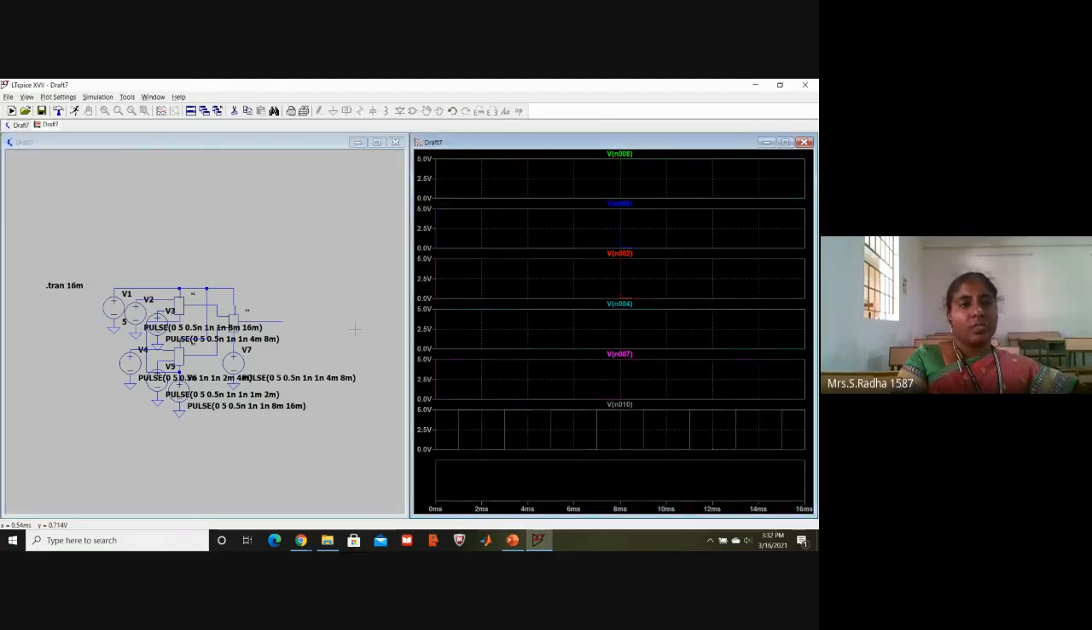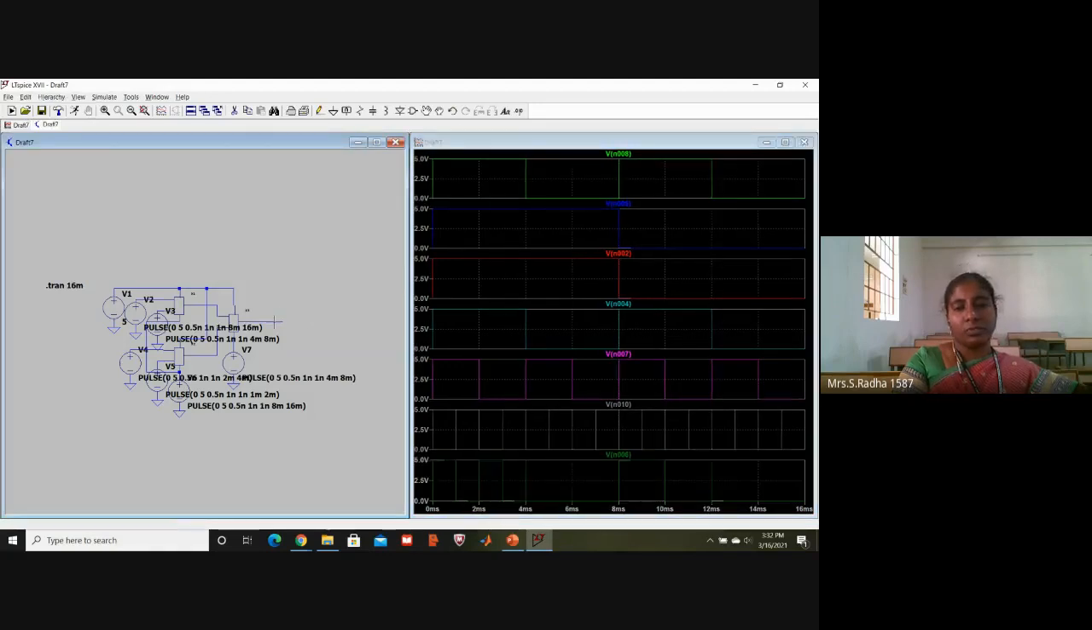Now if I go with the output, this is the output waveform. How do you have to check? You have to see based on the selection line. This is 1 1. In the multiplexer, 1 1 means the fourth input should come at the output. Okay, the fourth input and output are the same.